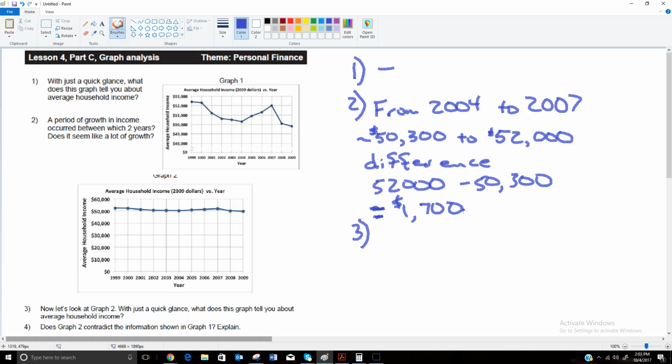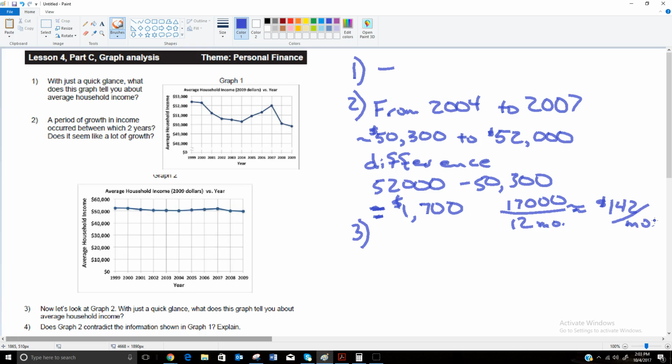And again, if we divided that by the 12 months in a year, we get 17,000 divided by 12. I'm sorry, 1,700 divided by 12 to be about $141.67. So I'll just say about $142. So that's an increase of about $142 a month.